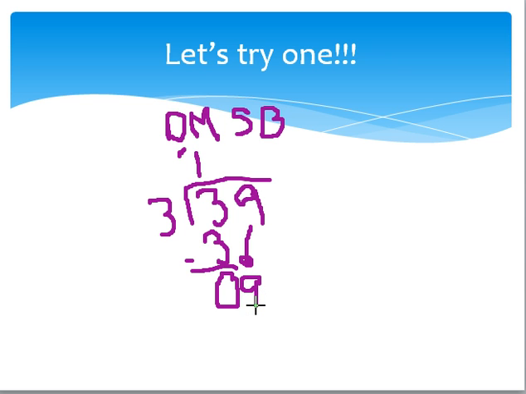It's always a good habit to draw an arrow to show that you already brought it down, so you don't accidentally bring it down twice. That could be a problem in really long division problems.